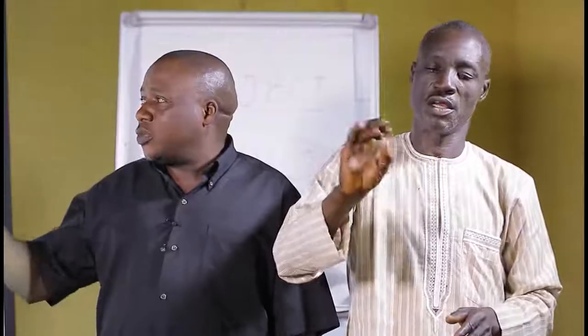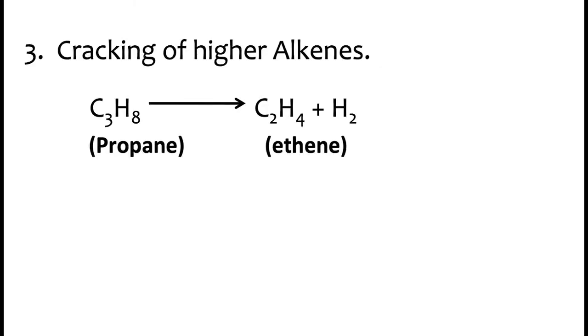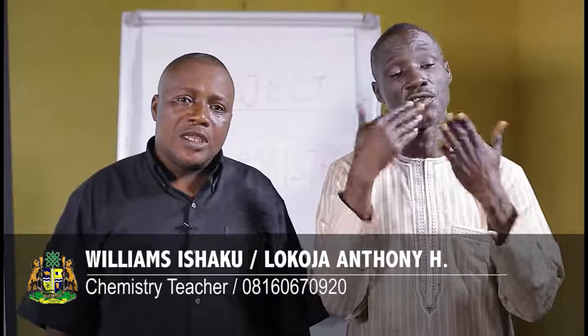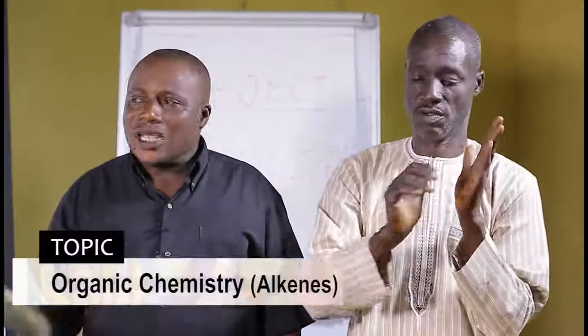The last method is an industrial method of preparing alkenes. It's called cracking of higher alkanes. If you have a higher alkane, like propane, C3H8, you can crack it, breaking it up from a larger form to smaller forms of hydrocarbons like alkenes. For example, C3H8 can be broken down to give us ethene, C2H4, plus hydrogen gas that will be evolved. It's a very good method that we can also use in preparing our alkenes.